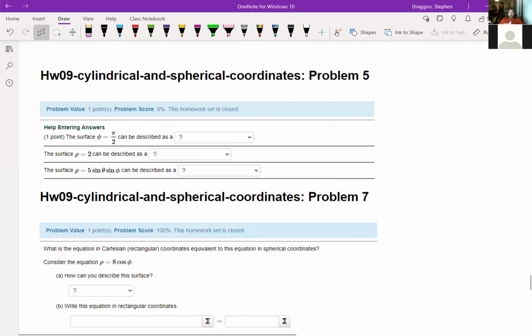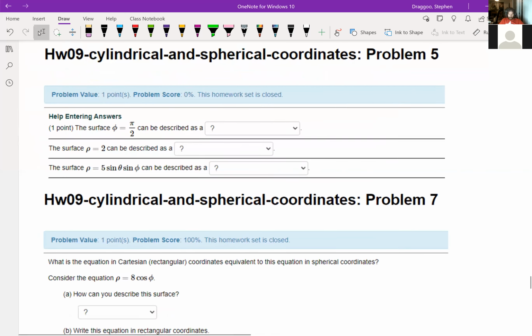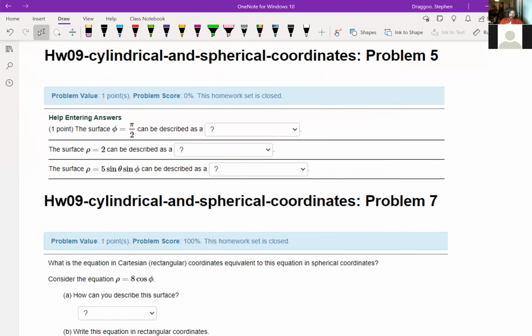All right. And then finally, one last set of things that I want to talk about. Just identifying some shapes from homework 9. The exam doesn't focus too much or hardly any on homework 9 because it's mostly about applying homework 9 into cylindrical and spherical integration. But sometimes knowing a couple basic shapes can help us out.